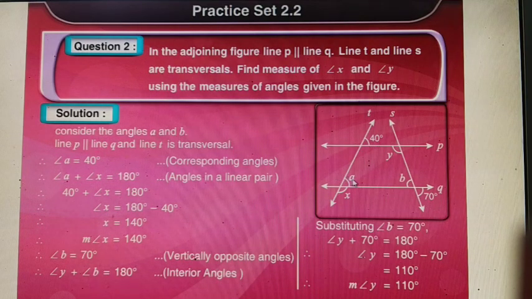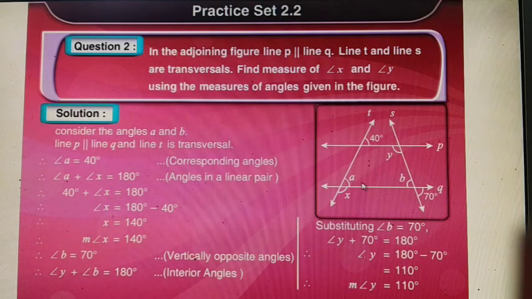Now consider angle A and angle B. We will start our solution by considering the angles A and B. Line P is parallel to line Q and line T is a transversal. Therefore angle A is equal to 40. How? If this is given 40 degrees and I am skipping this angle and I will take angle A, so this angle and this angle will be congruent and the reason will be corresponding angles. Therefore if it is 40 degrees, so this will also be 40 degrees. Therefore angle A is equal to 40 degrees.